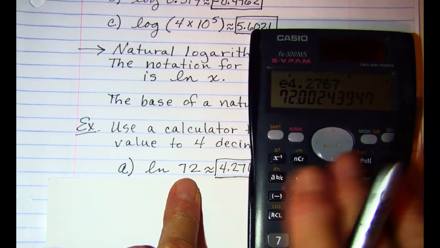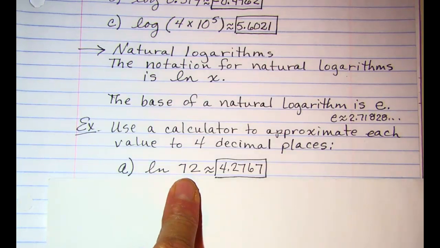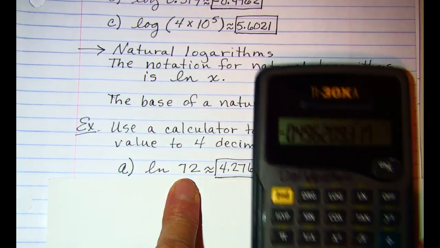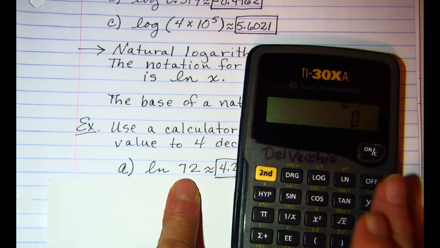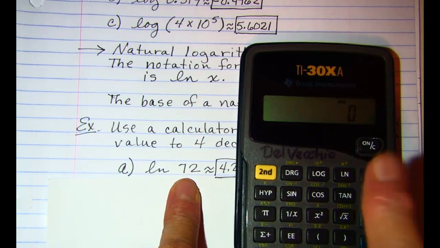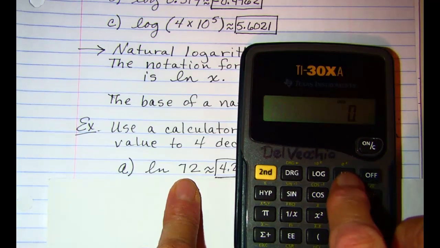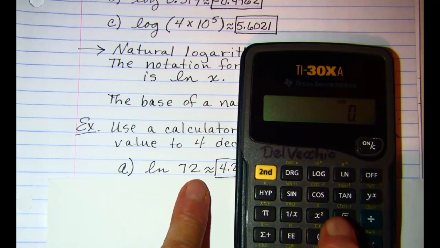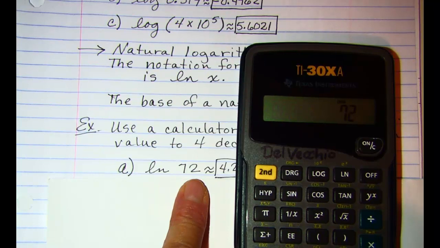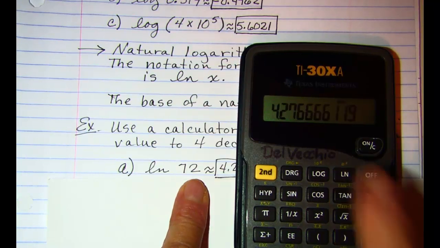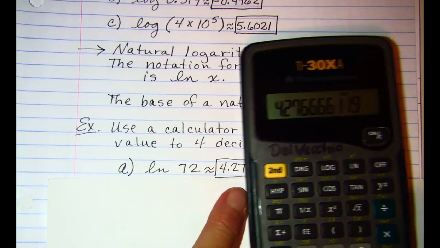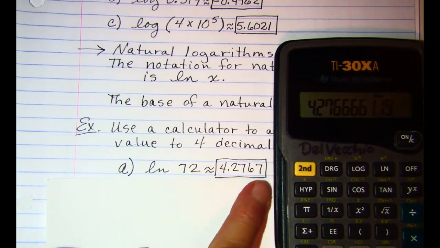Yes, I do. And now with this calculator, my ln button is right here. And so again, you need to enter the argument first, 72, and then hit the ln button. So we get 4.2767.